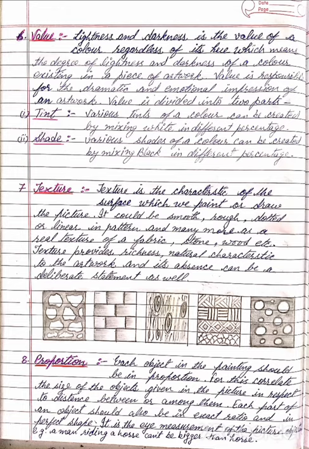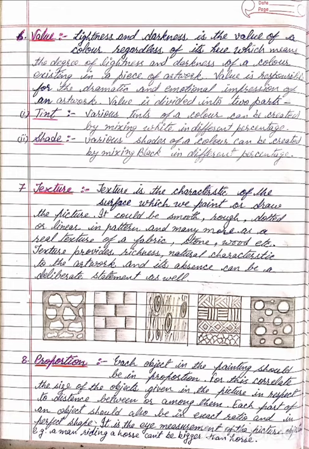The sixth element of art is value. Lightness and darkness is the value of a color regardless of its hue, which means the degree of lightness and darkness of a color. Value is divided into two parts, tint and shade. Tint is when we mix white color in different percentages in any of the colors. The tint can be created. Shade, various shades of a color can be created by mixing black in different percentages.